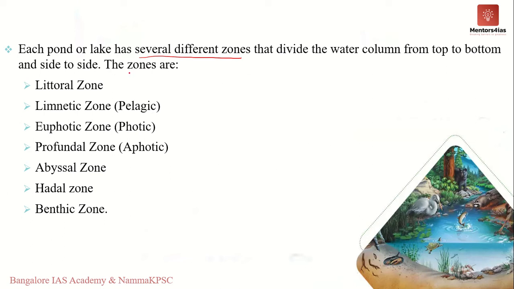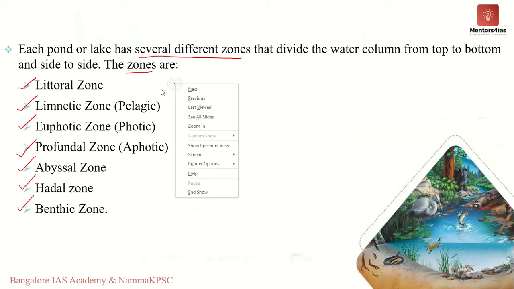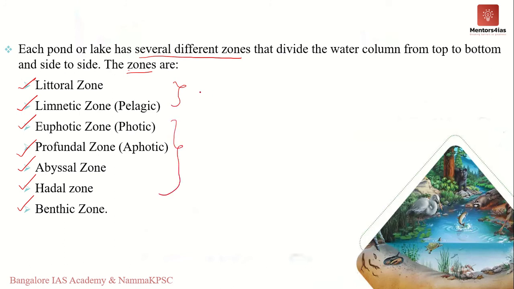In this slide, I've mentioned the different zones which are found. We have the littoral zone, the pelagic zone, the photic zone, also known as the euphotic zone, the aphotic zone, also known as the profundal zone, the abyssal zone, the Hadal zone and the benthic zone. The classification of the water body into different zones can be done horizontally, that is across the water body, as well as vertically, that is into the depth of the water body.